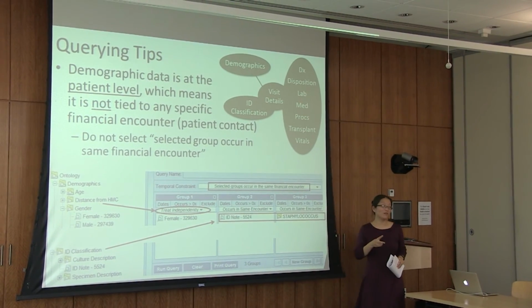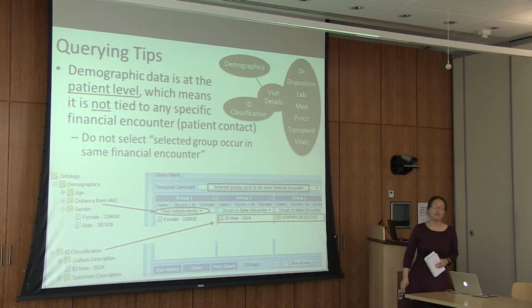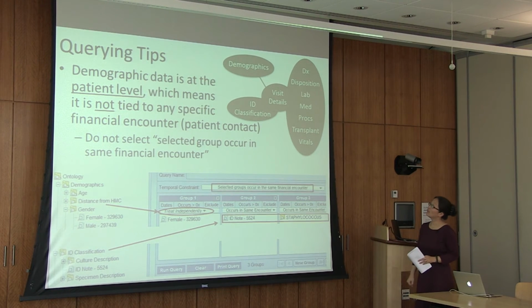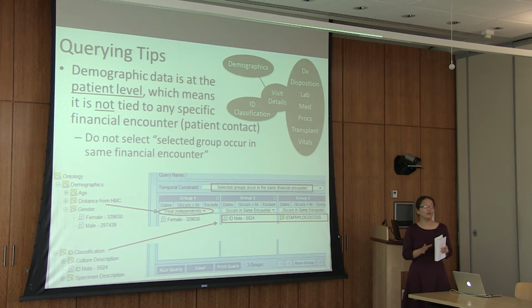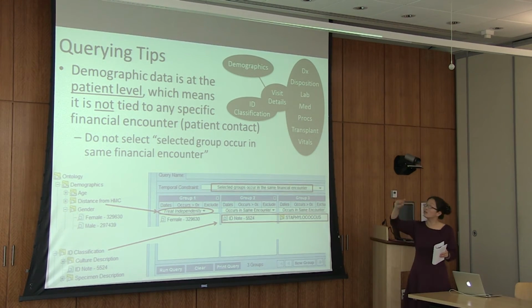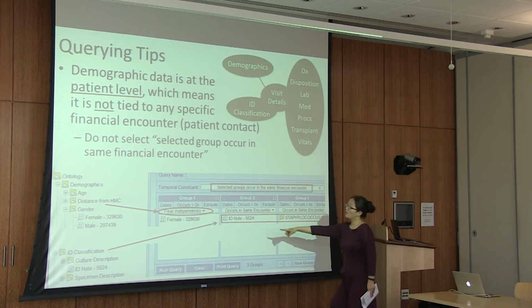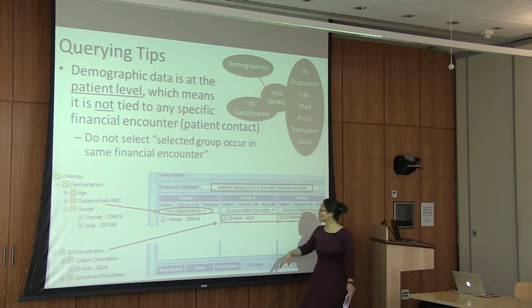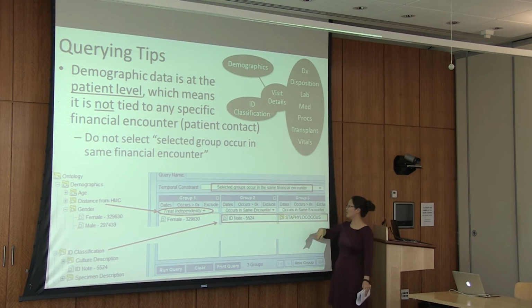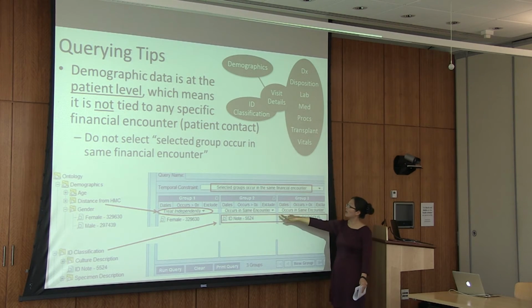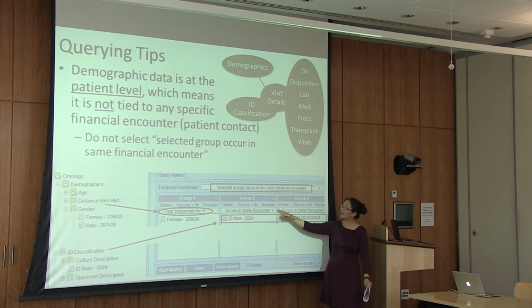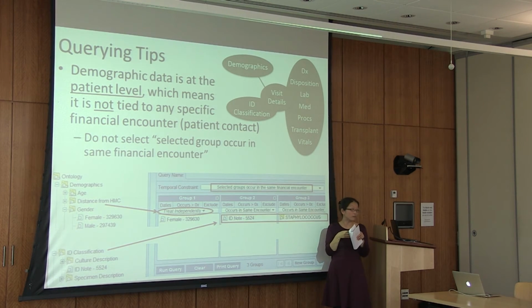There are a couple of caveats so that you don't get a completely wrong patient count. One is demographic data. If you're using demographics, any item under the demographic ontology, as in the little folder, you need to treat them independently. You could group the other ones. Let's say you want ID node person who has Staph aureus, and you want to group them, and you will be selecting same financial encounter, and you want to group them because you want them together.